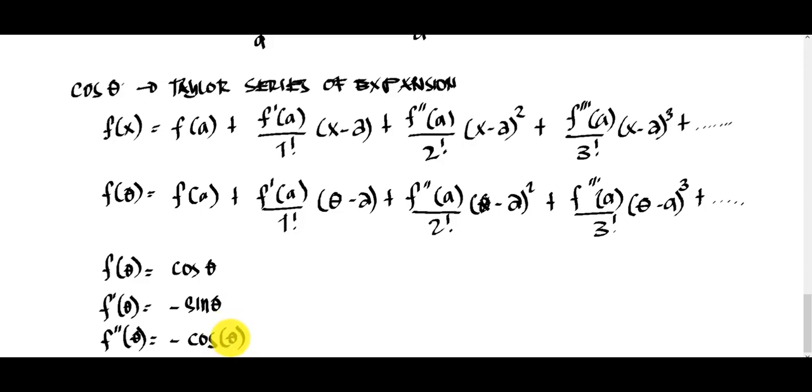Then for the third derivative of theta, going back, it will be positive sine. Since it is already cosine from the second derivative, now we're going to take the derivative for the third. For the third derivative, we're going to take the derivative of the negative cosine, so it will become negative sine, so it will now become positive sine of theta.